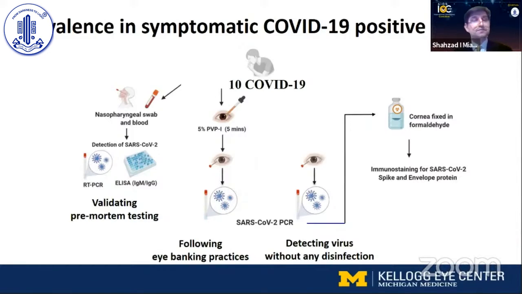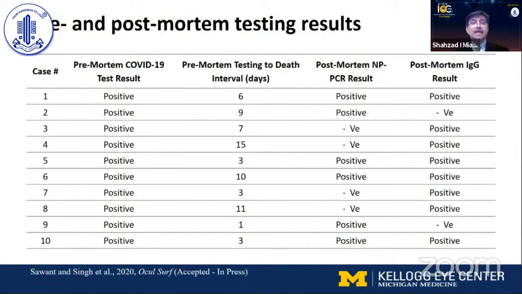these specimens. So we had 10 symptomatic COVID positive donors that we tested. As you can see here, they were all pre-mortem COVID-19 test positive. The range of time from testing to time to death is listed here, and there was a wide range between 1 and 15 days. Of these, 6 out of the 10 were PCR positive from their nasopharyngeal swabs, 4 were negative, and 8 out of the 10 were IgG positive on their serology testing.